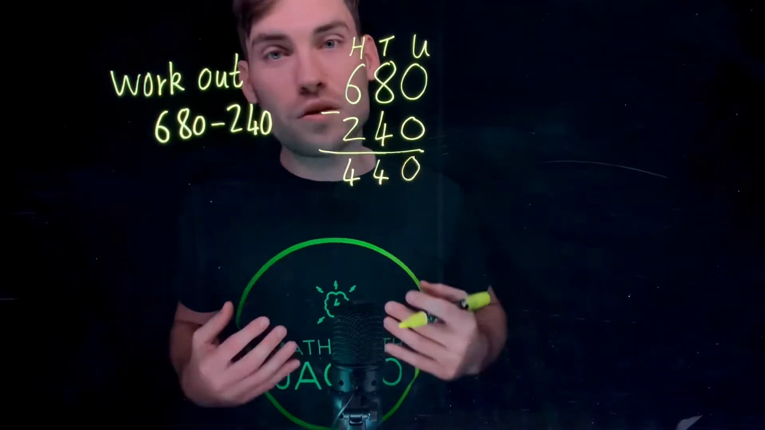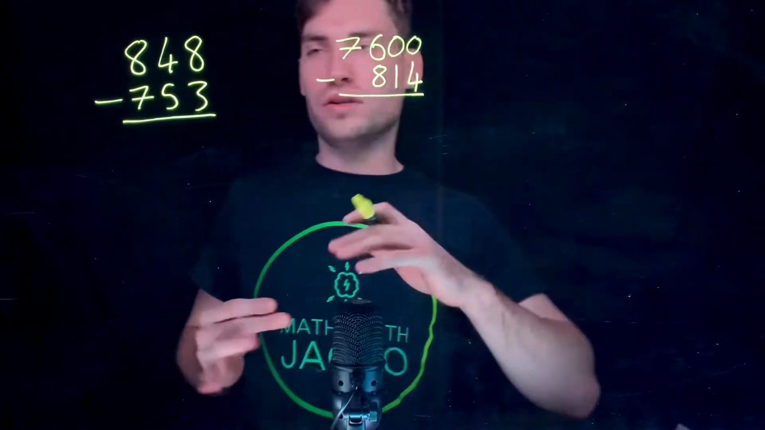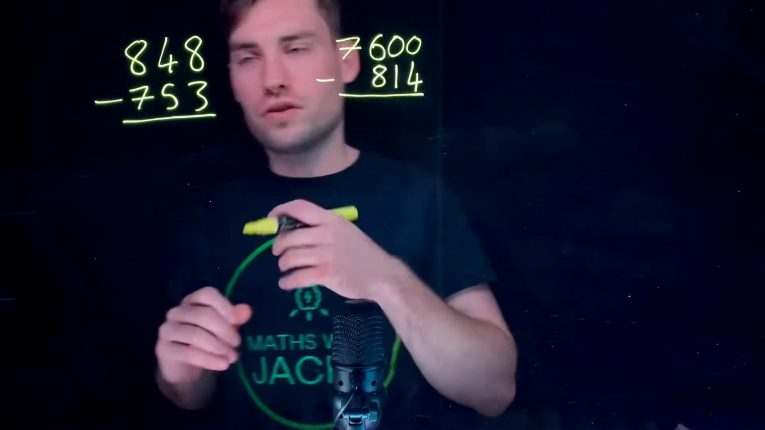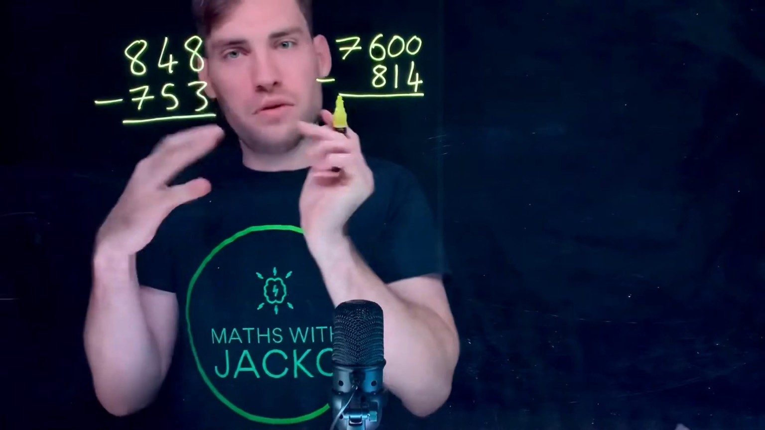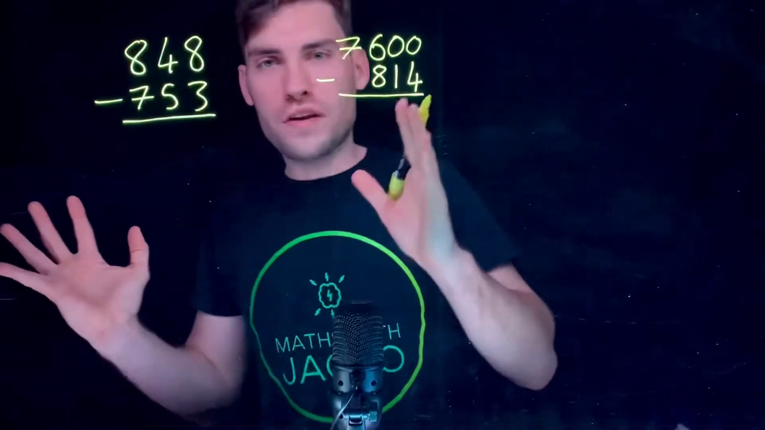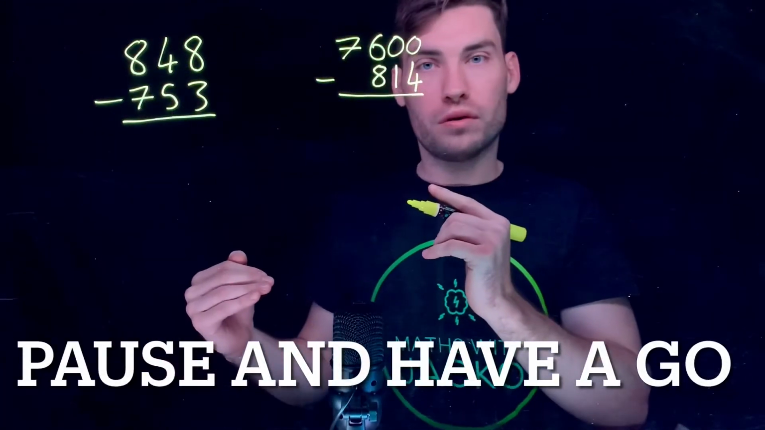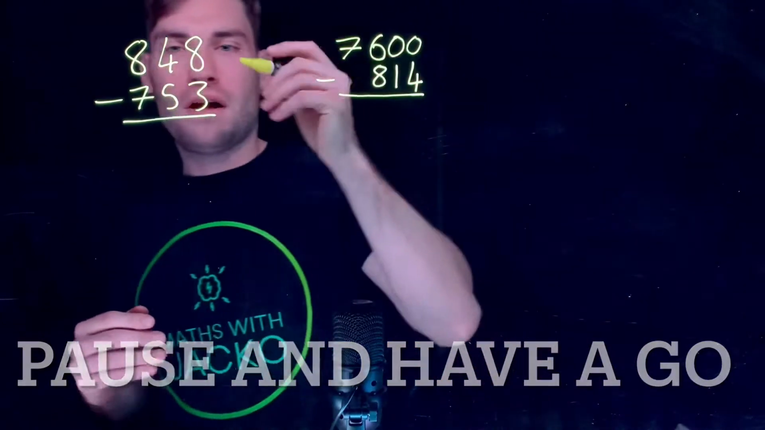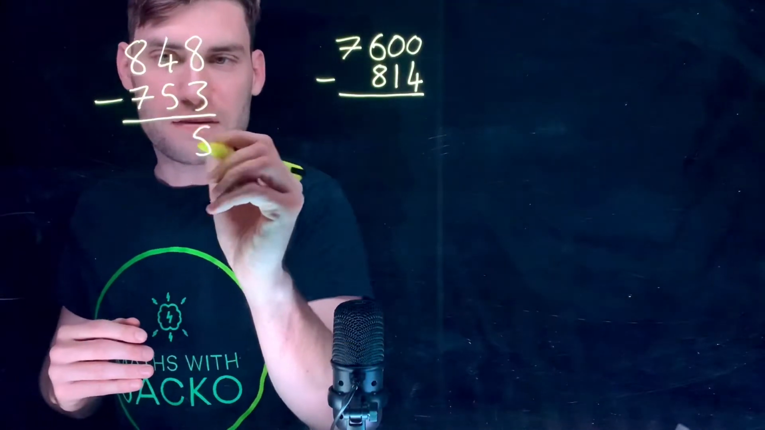Right, let's do another one. Slightly more challenging one now. Slightly different things we've got to do. We still follow the same process, but you'll see in a second. So pause the video, have a go at these two, okay? Right, so 8 subtract 3, that is 5.